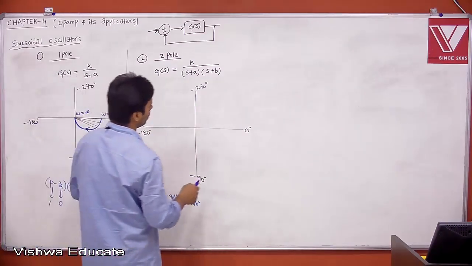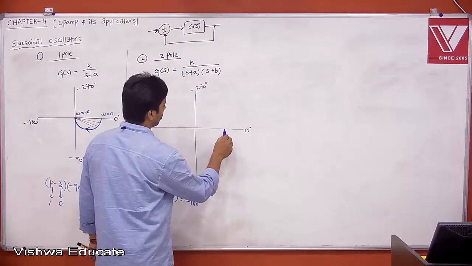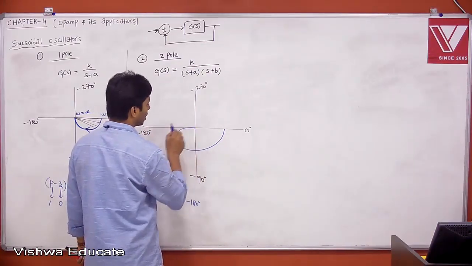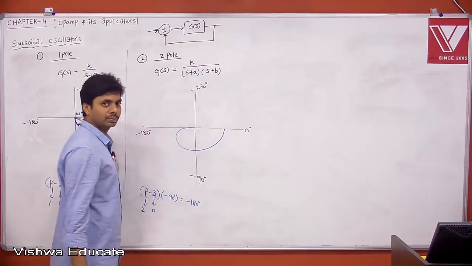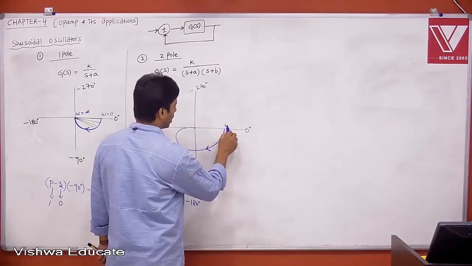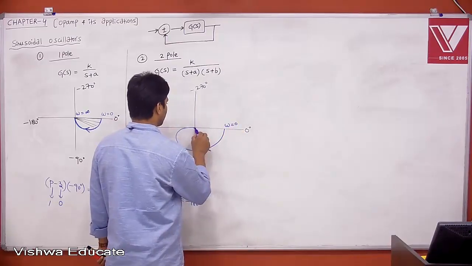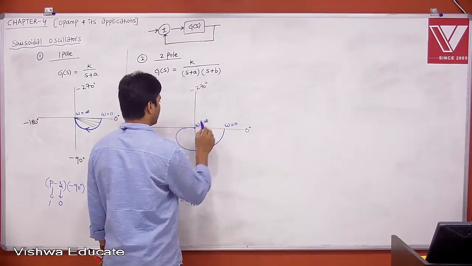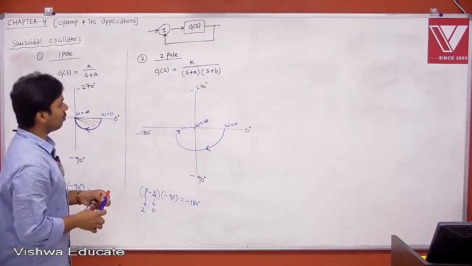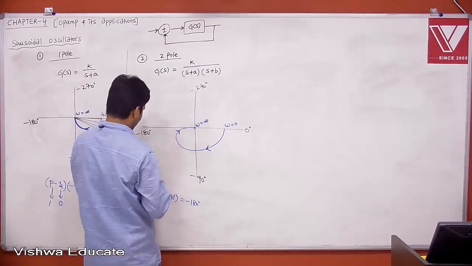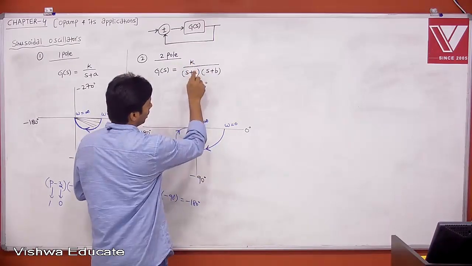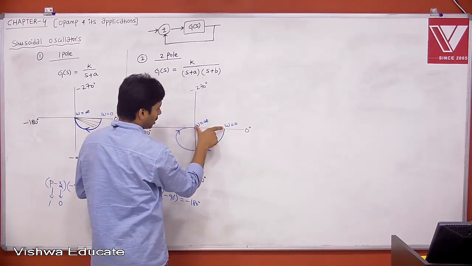The polar plot starts at 0 degrees and terminates at 180 degrees with gain 0. This point is omega is equal to 0 and this point is omega is equal to infinity. When omega is equal to 0, the gain is K by A into B.